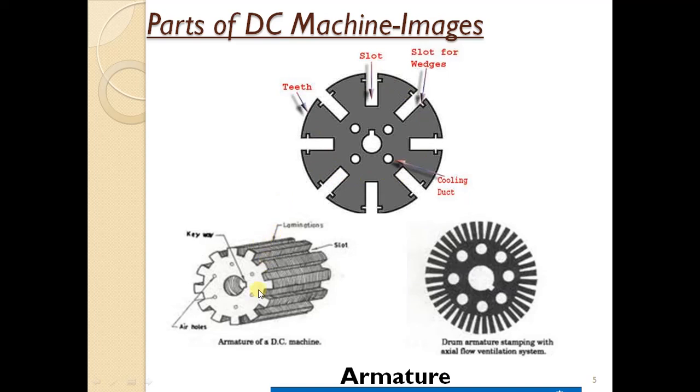And the armature core, as we already know, should be laminated. This is how multiple armature core sheets are laminated together to reduce eddy current losses. So what you are looking at now is the armature, the front view. This is how the armature looks from the front. That is nothing but your end view.